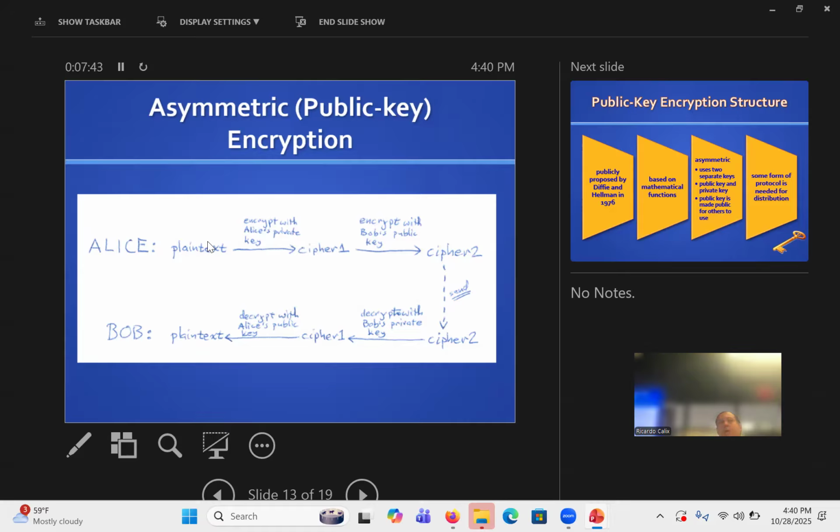Cipher 2 arrives on Bob's side of the world, and then Bob has to decrypt it with Bob's private key, right? That's the confidentiality part. That produces cipher 1, and then cipher 1 is going to be decrypted with Alice's public key, which Bob will have, and now it produces the plain text message for Bob to read. Okay, and you achieve both confidentiality and authentication in one shot, but not integrity.